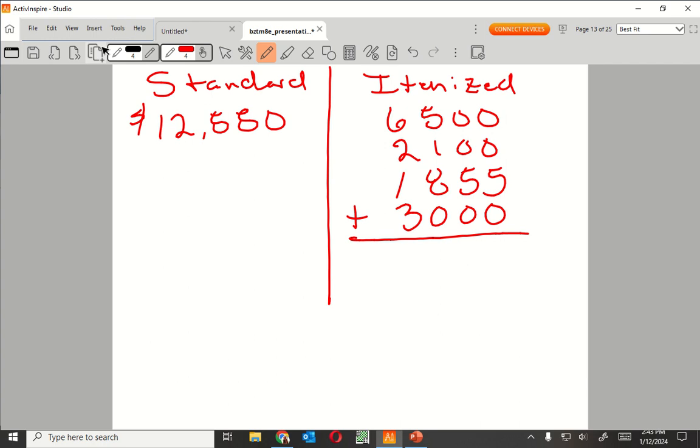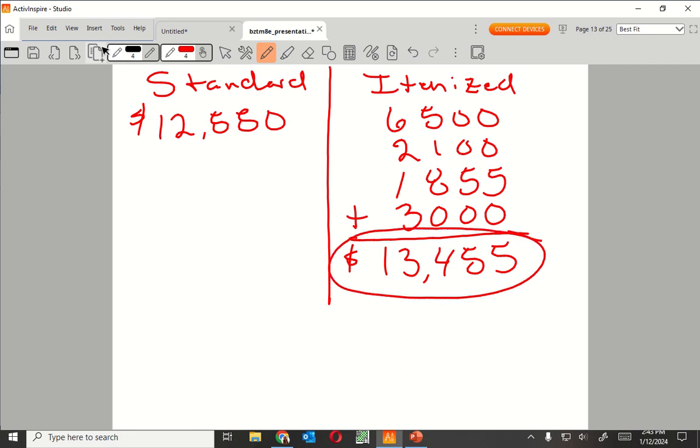Good. All right, so we're going to end up with a value of 13,455. Okay, so which one do we choose? We always choose the greater. So that means we're going to choose this one over here, right? Good. So you always choose the greater deduction. So we have to compare these, and that's why the taxes get complicated. Because you have math to do before you could even do the math.